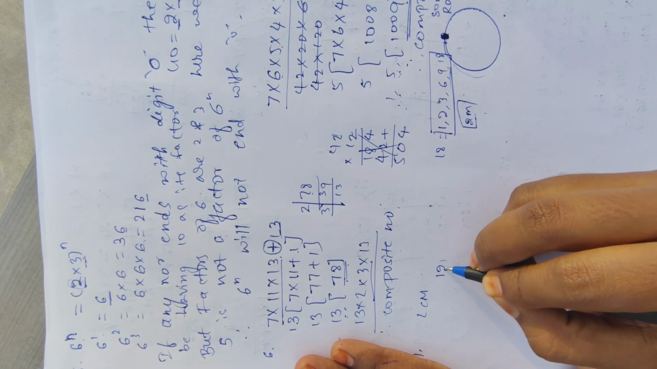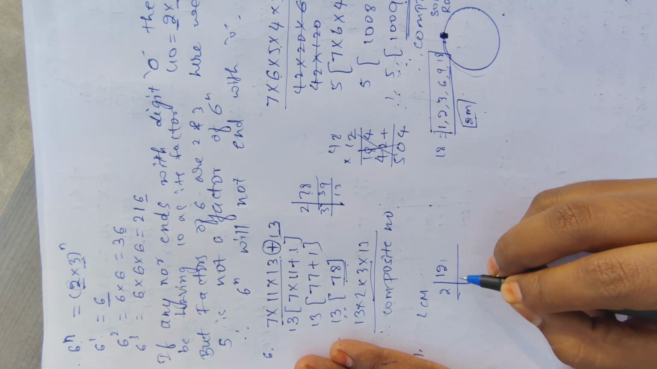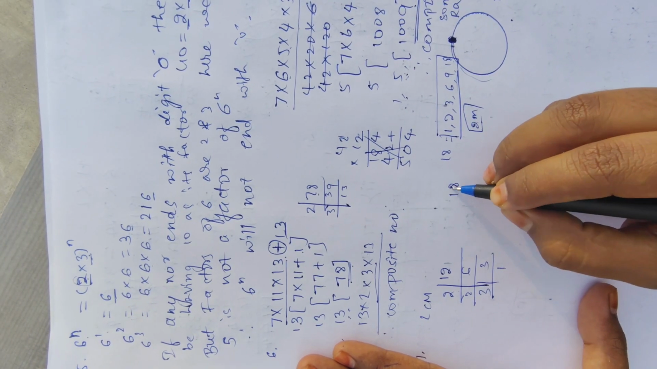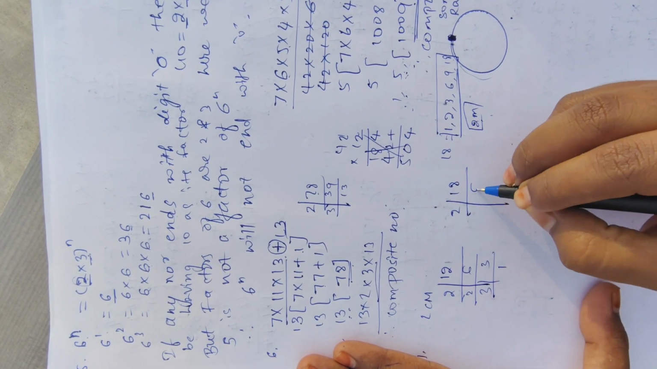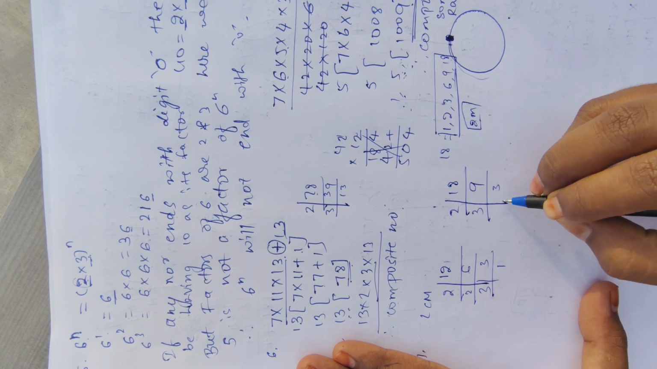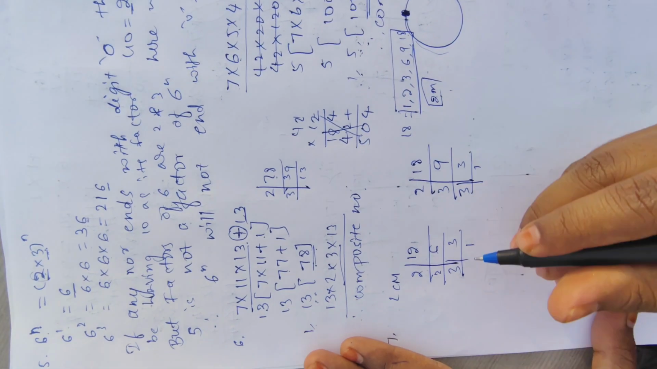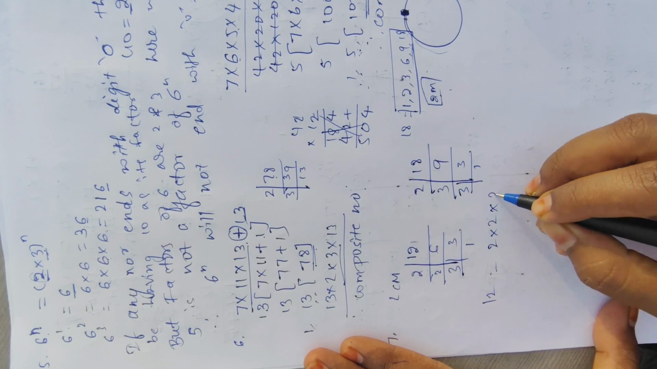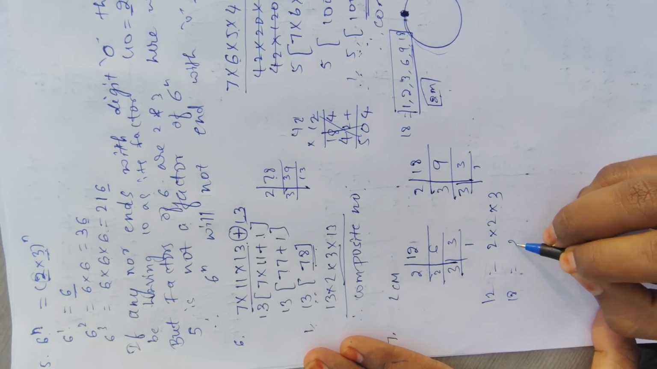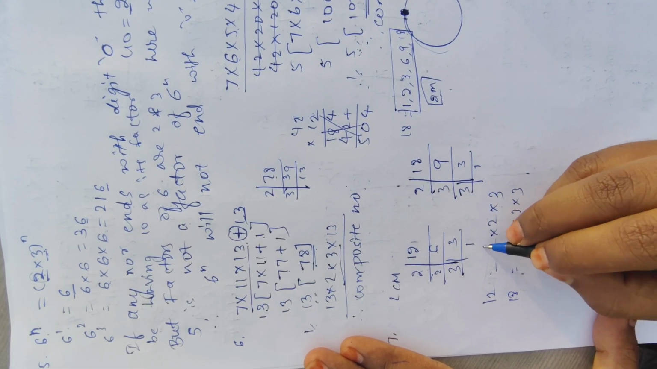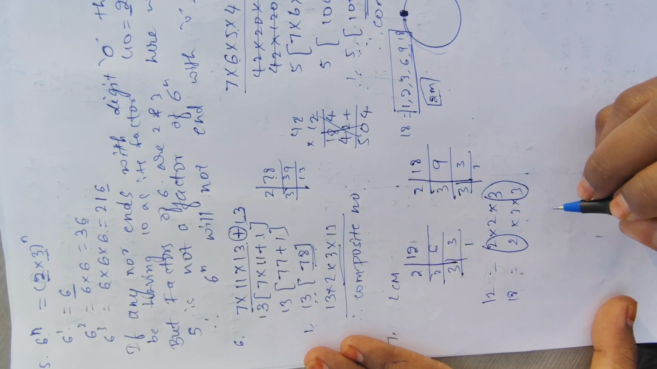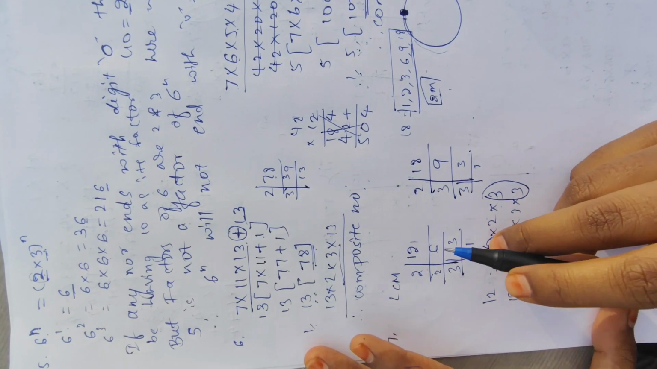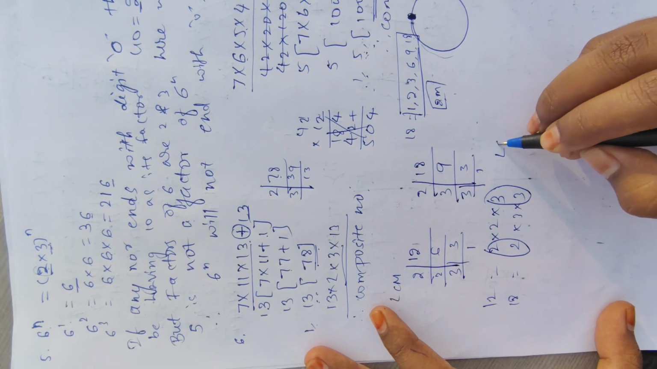Which are the two numbers? 12: 2 6s are 12, 2 3s are 6, 3 1s are 3. If you take 18: 2 9s are 18, 3 3s are 9, 3 1s are 3. So 12 is equal to 2 into 2 into 3. 18 factors are 2 into 3 into 3. So what is common, children? We don't need to do HCF here. Directly we do the LCM.